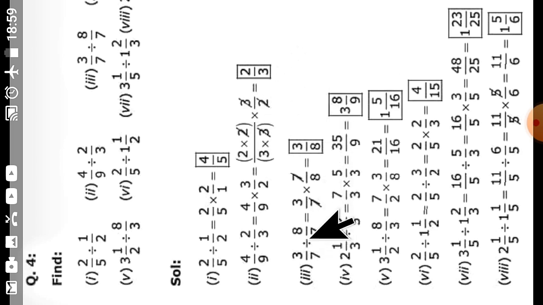3 upon 7 divided by 8 upon 7 equals 3 upon 7 into 7 upon 8. So the 7 and 7 will be cut. So it will be 3 upon 8.